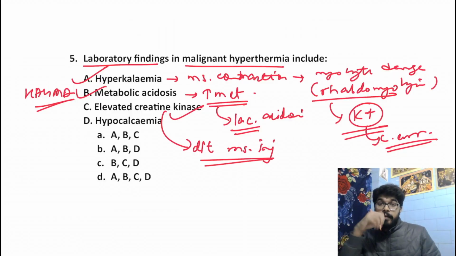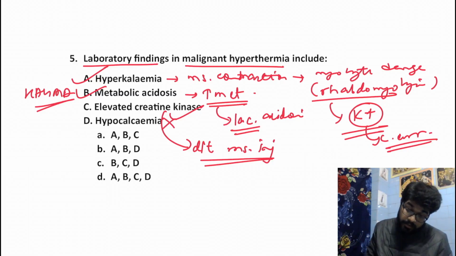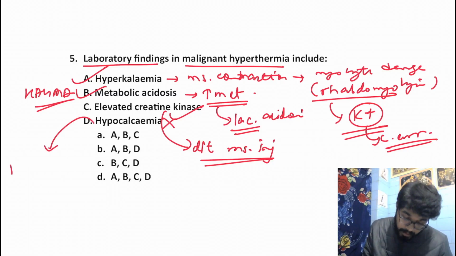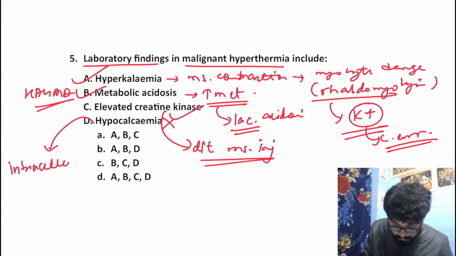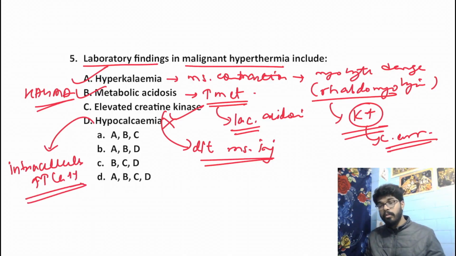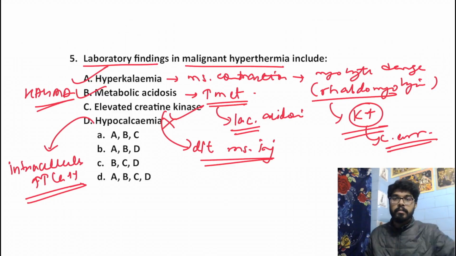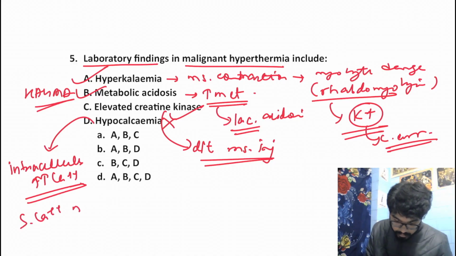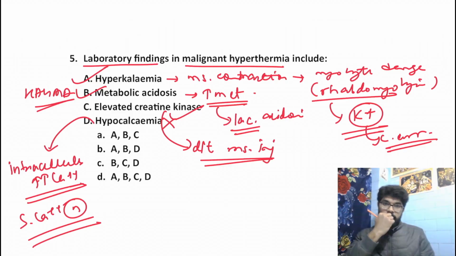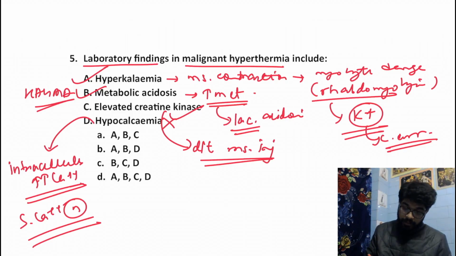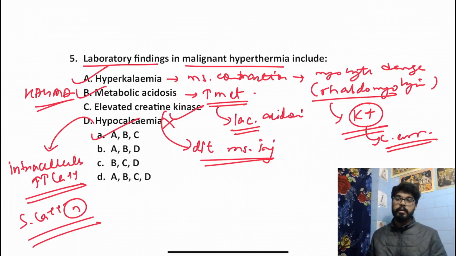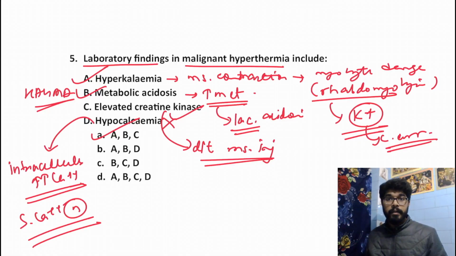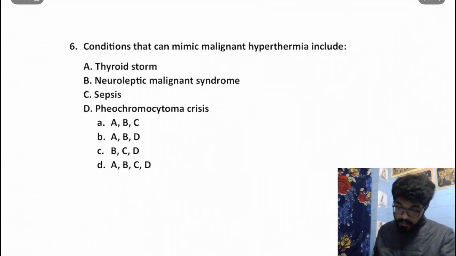Okay. Hypocalcemia. Now, remember that hypocalcemia is not seen, right? We have an intracellular increase in calcium, but that is not due to transfer of calcium from the extracellular environment to the intracellular environment. It is due to release of the stored calcium in the sarcoplasmic reticulum. Remember that the serum calcium is almost always normal in malignant hyperthermia. That's why hypocalcemia is not seen. Answer should be A, B and C. Option A should be our answer. Okay. Moving on to the next question.